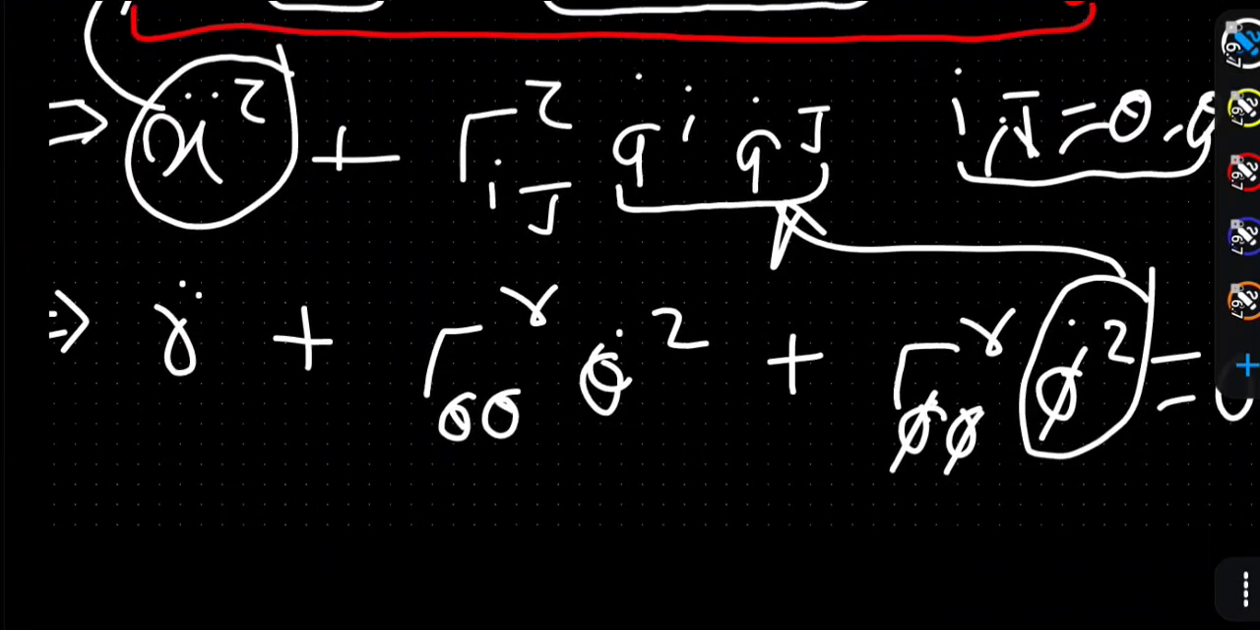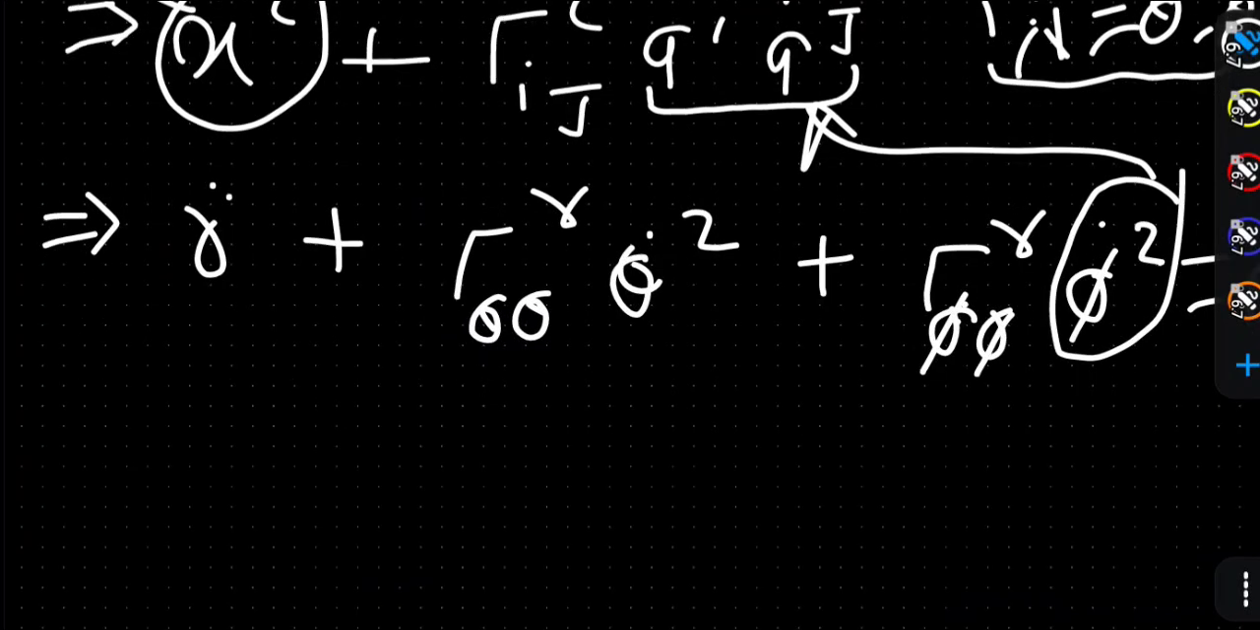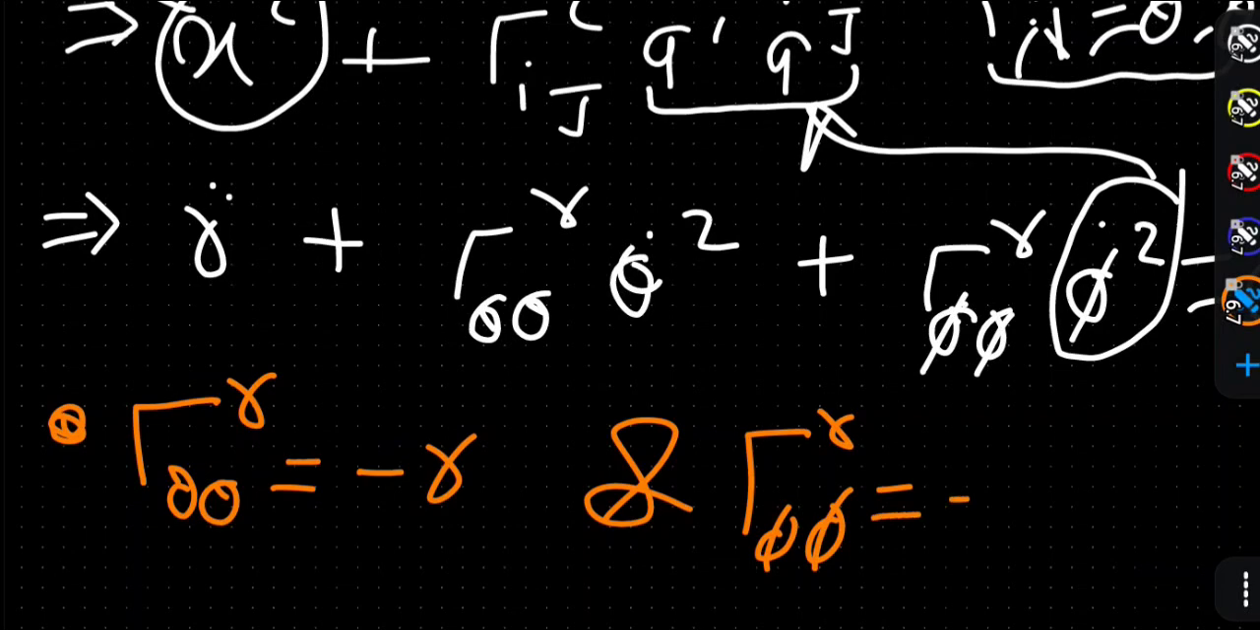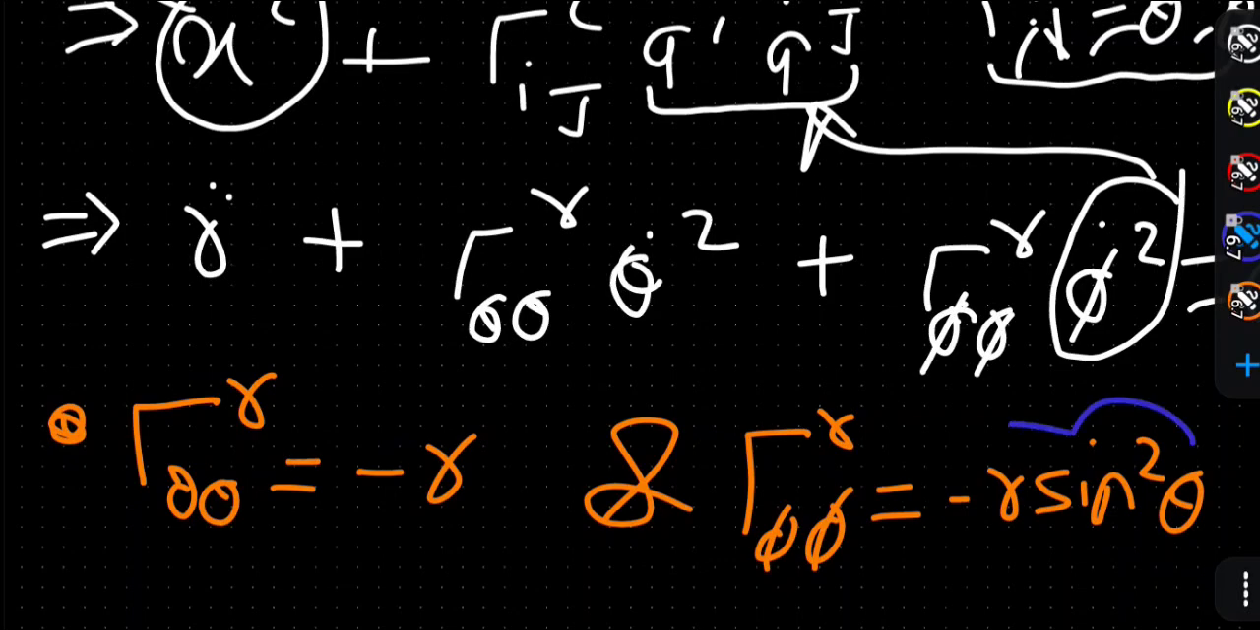So let me write down what we have obtained. We have obtained the Christoffel symbol Γ^r_θθ equals minus r, and Christoffel symbol Γ^r_φφ as minus r sin²θ. So yes, this is our Christoffel symbol.